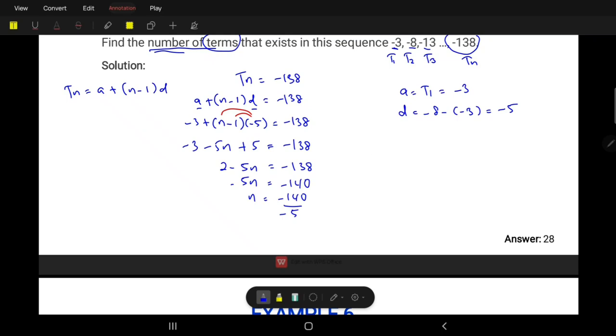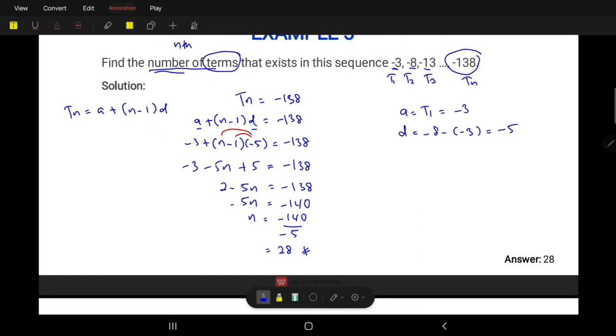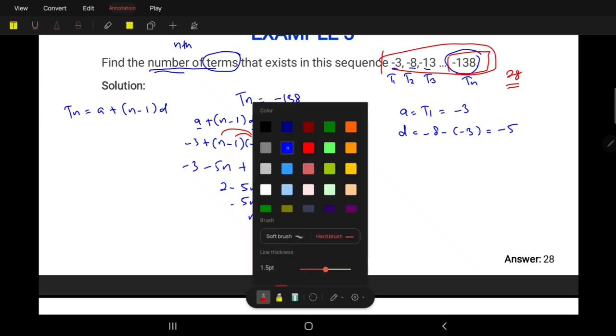Okay, negative 140 divided by 5, you will get 28. This is the answer. That means the number of terms for this sequence, terms dia ada 28. Sebab yang ni yang terakhir. This is the last value, negative 138. So, kita nak tahu what is the n term for the last value, which is 28. Alright. Dah faham nak?